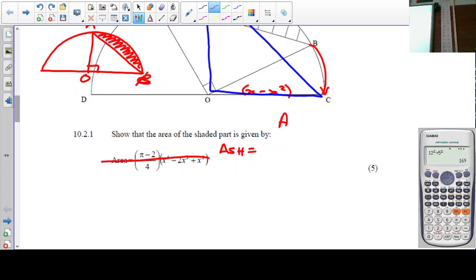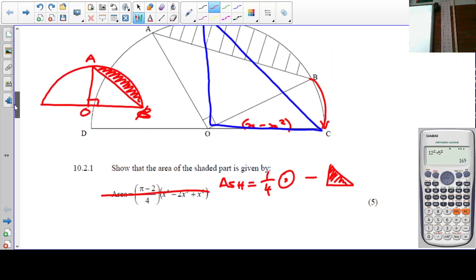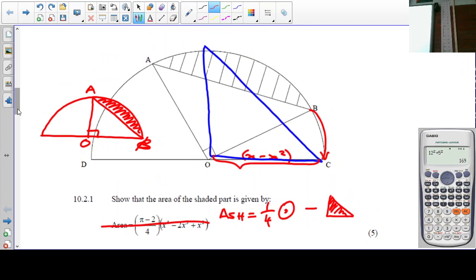Okay? So, as we see for the shaded region, it's going to be a quarter of a circle minus the area of the right angle triangle. Not so? So what is the length of the base of this triangle? X minus x squared. And the height? Same. Why must it be the same? Radius. So radius. Not so?